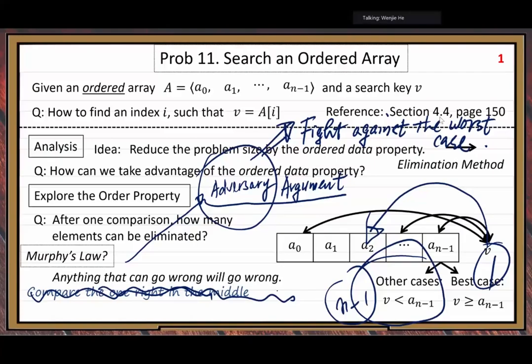So now we know that for that case, the adversary will not make our choice very bad. So for the first comparison, every time we select one of the elements to do comparison, we should select the median element. Another interesting view of this strategy, I want to call the balancing principle.